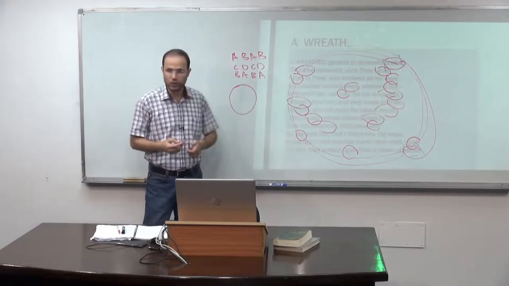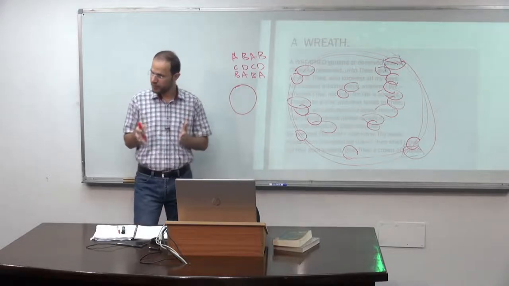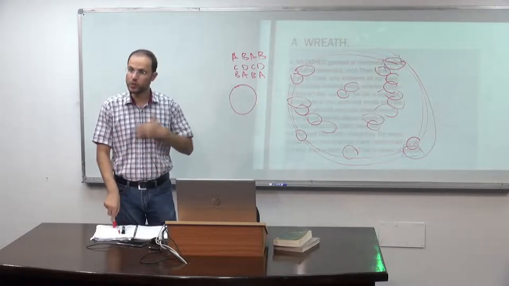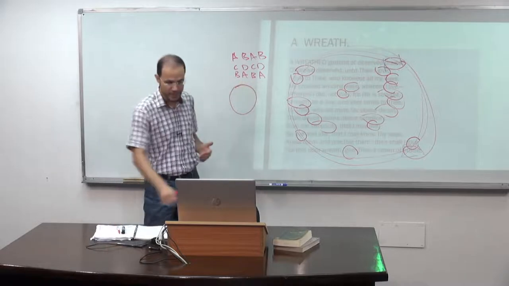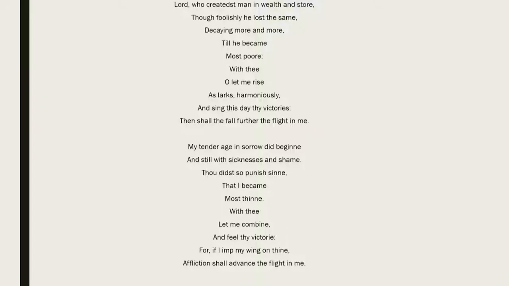Now, sometimes this is called concrete poetry. Poetry where the shape is part and parcel of the meaning. In metaphysical poetry, the shape is always part of the meaning. And sometimes it's extreme to the extent that we can see it exactly, like this poem, the poem we're going to study in detail today. It's called Easter Wings by George Herbert, and the term Easter is a religious term.